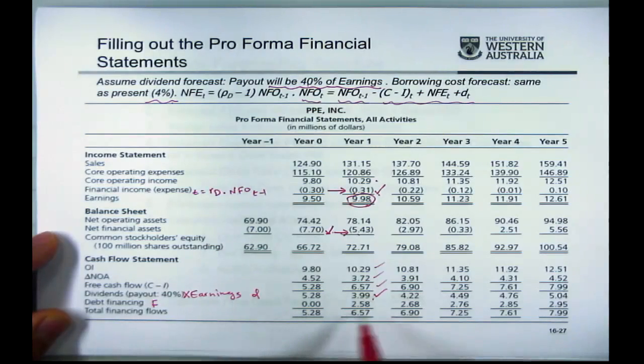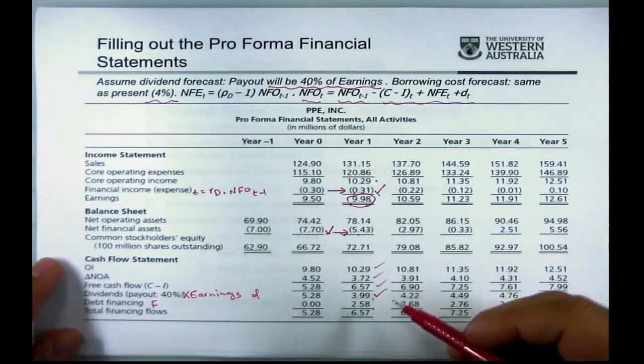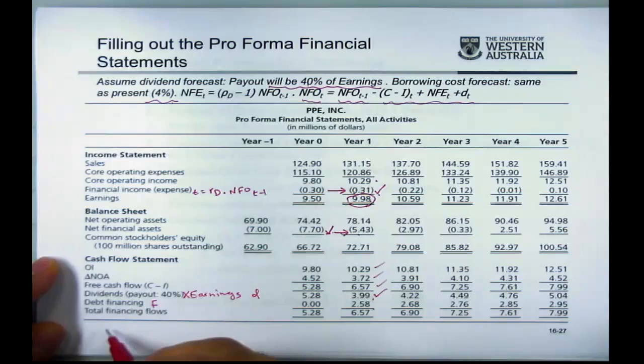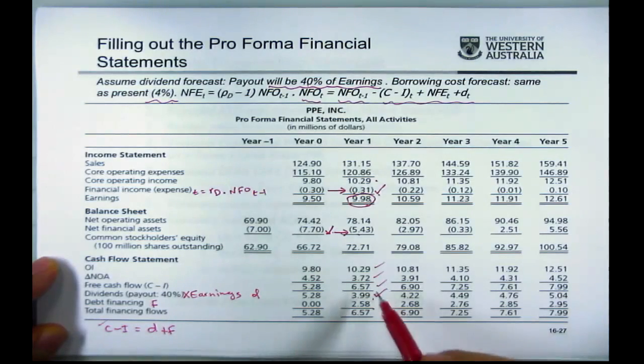Debt financing is 2.58, and can be calculated using one of two methods. Either, remember that C minus I should equal D plus F. If we have C minus I calculated here, and if we calculate D here, then this free cash flow minus D is equal to F, because the two sides must be equal, right?